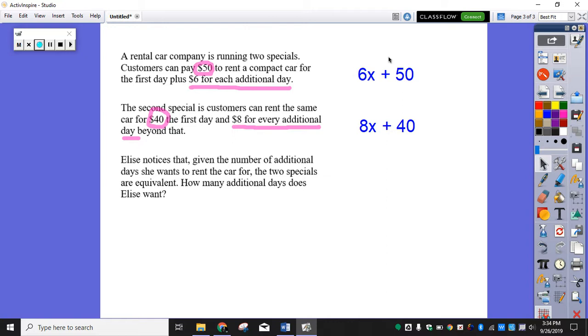So I have an expression for the first special. I have an expression for the second special. Now let's move to the third part.